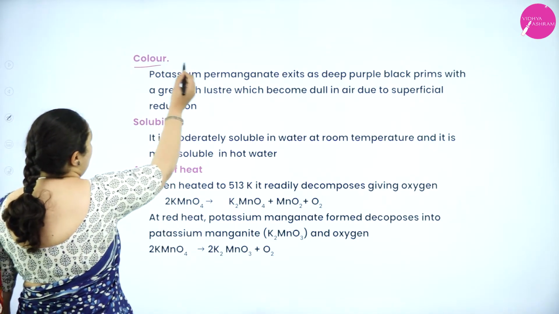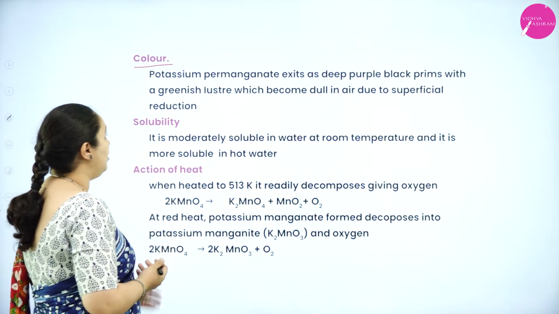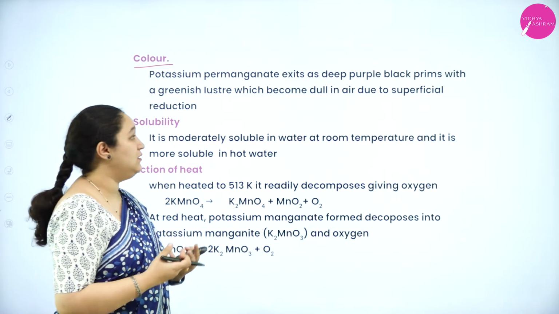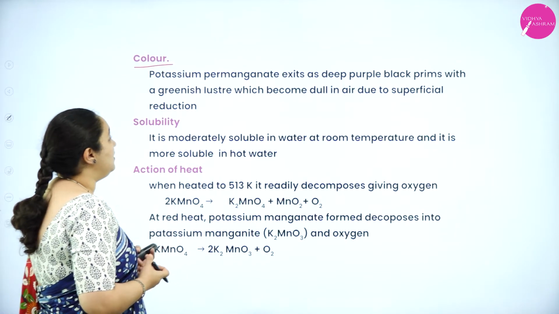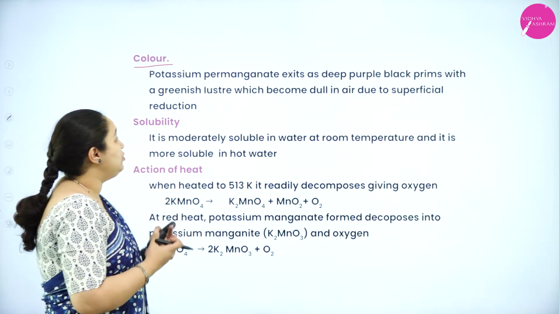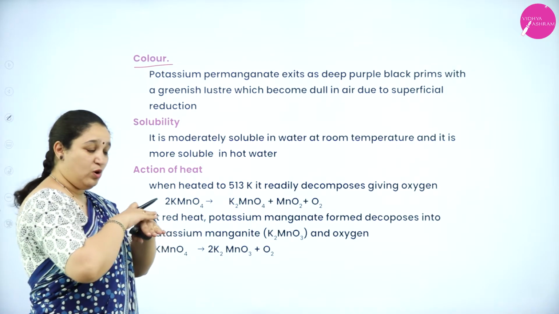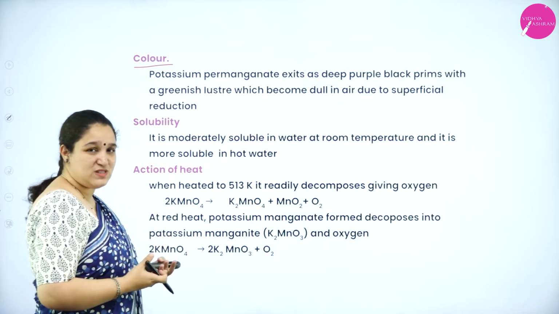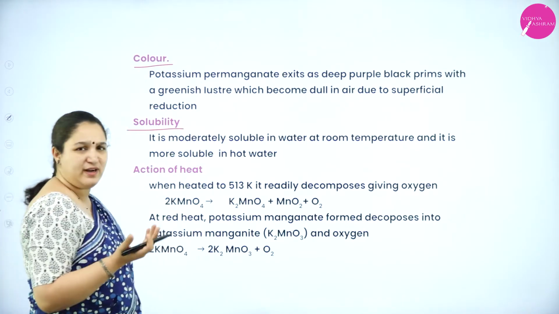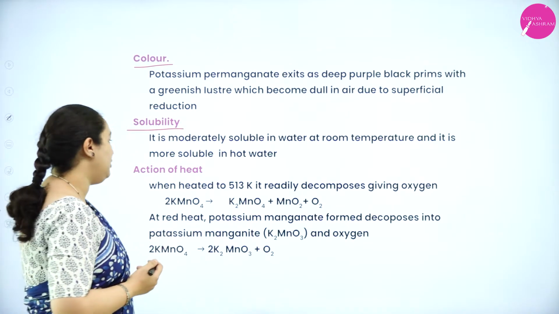First is color. I told you all already, it has dark purple colored black prisms with greenish luster which becomes dull in air due to superficial reduction. So on the surface there can be reduction which is happening, so a slight color change can be there. And solubility, it is moderately soluble in water, as I told you all.